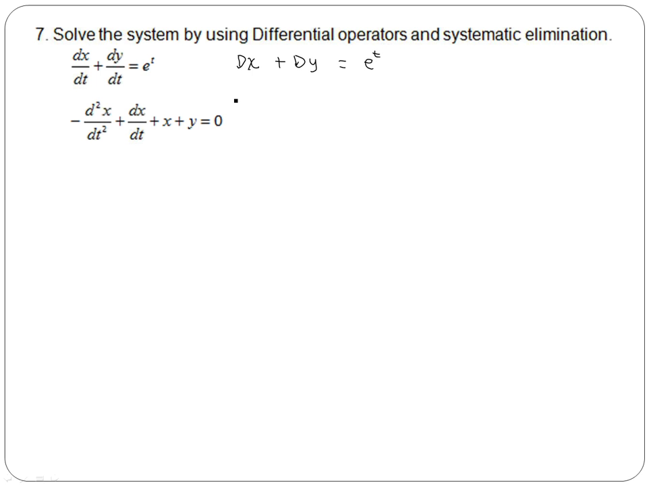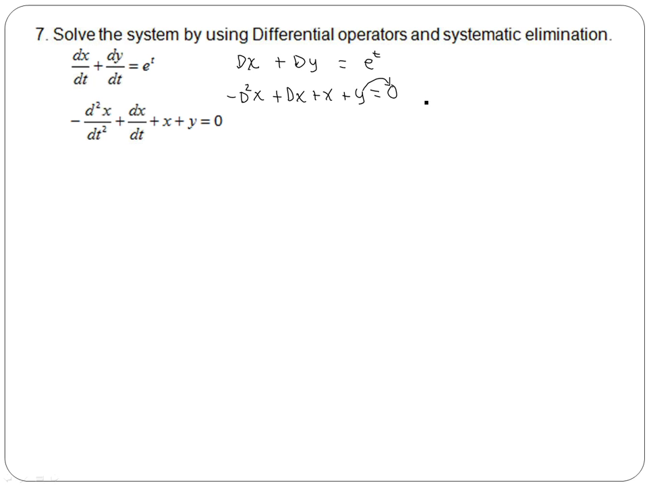On this second equation, I get negative D squared x, because I have the second derivative of x. And then I have another derivative of x, plus Dx, and then plus x plus y is equal to 0. Now, you can solve these systems algebraically. You could solve them either by elimination or by substitution. Because this equation is really easy to solve for y, I'm just going to solve by substitution.